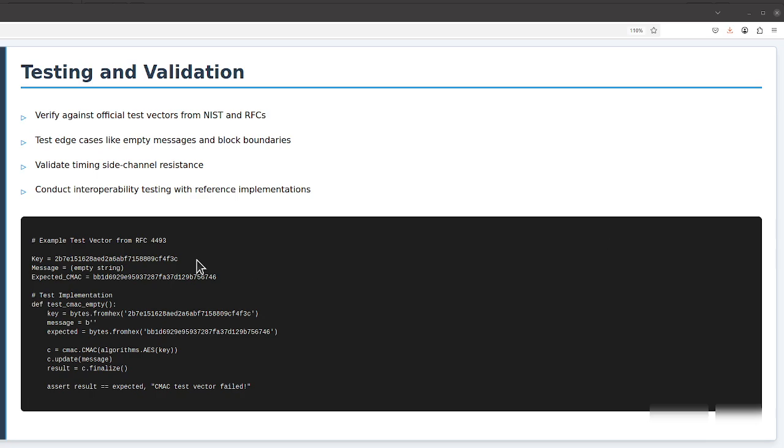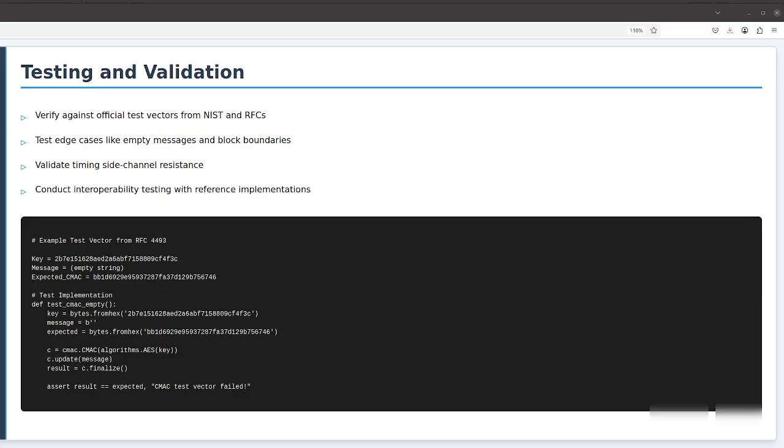NIST SP 800-38B and RFC 4493 provide official test vectors that cover various scenarios including different message lengths, keys, and edge cases. Your implementation should produce exactly the outputs specified in these test vectors. Run all provided vectors and ensure 100% pass rate. Any deviation indicates an implementation error that must be corrected before deployment.